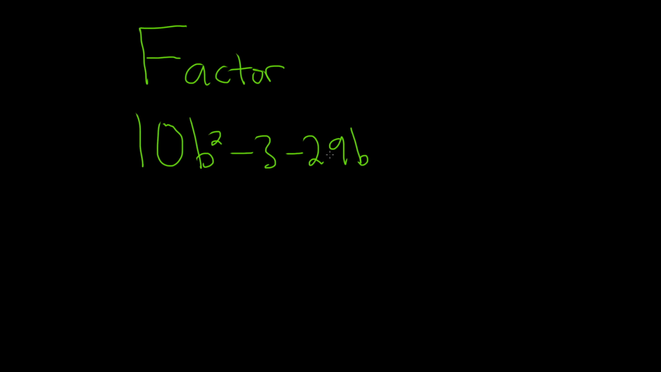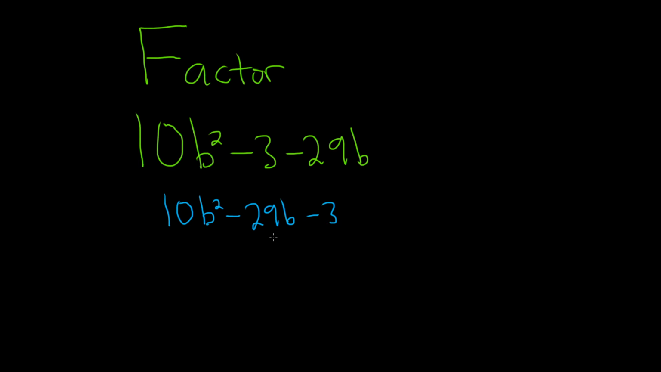This problem we have to factor this trinomial. So the first thing you might notice about this problem is that it's written in a really funny way. Let's go ahead and rewrite it in the way that people usually do. What I mean by that is we can write it as 10b squared minus 29b minus 3. Right? You want the b's in descending order. It's b squared, then b, then a number.